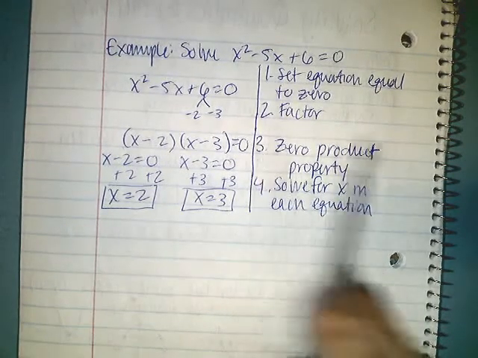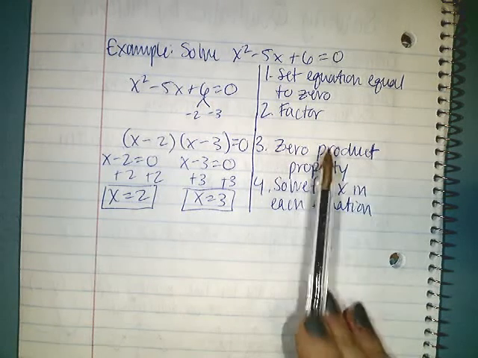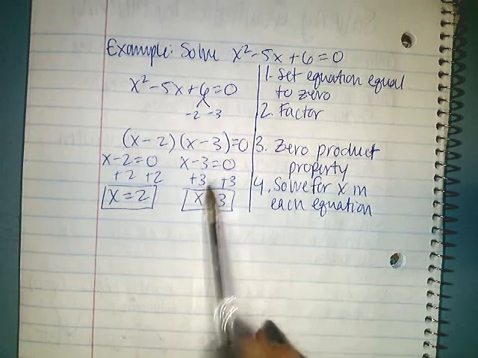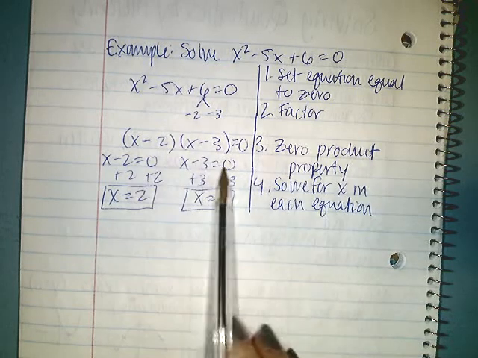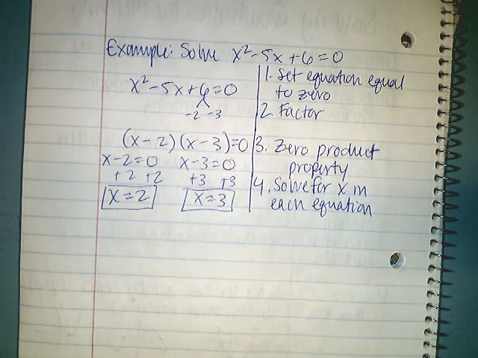That's why I was emphasizing how critical this is, because this is our main difference, or the added step we have going from just factoring to solving. We have to use the zero product property and solve for x.